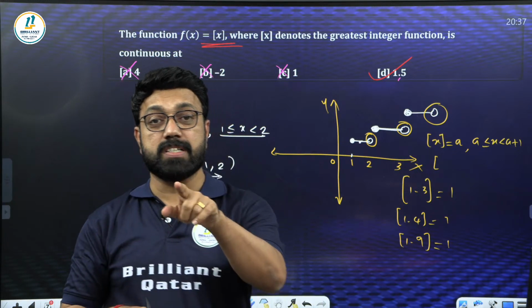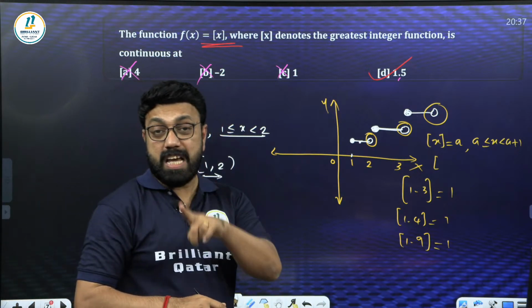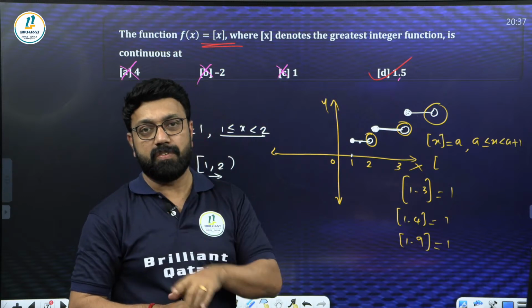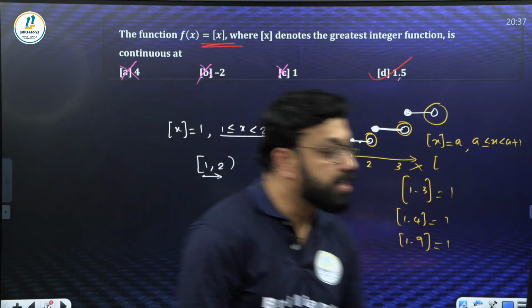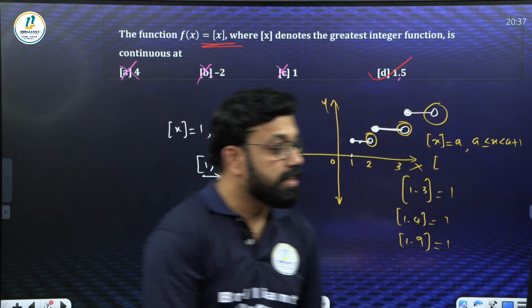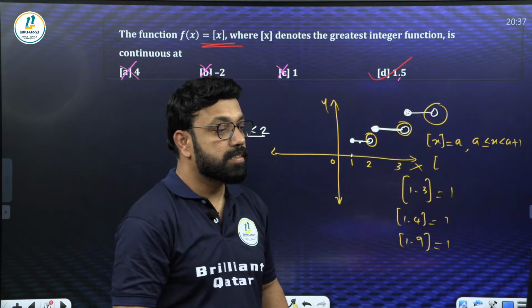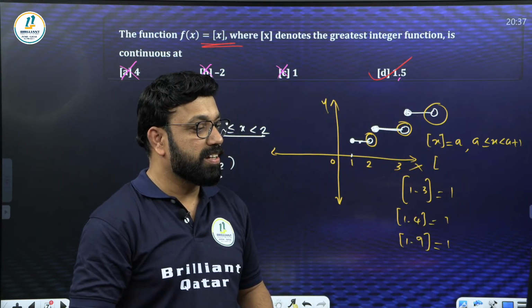So the greatest integer function is always discontinuous at every integer point, or integral values. Clear? So the answer is what? The answer is option D. Yes, Mavin, Shiny. Yes. Okay.